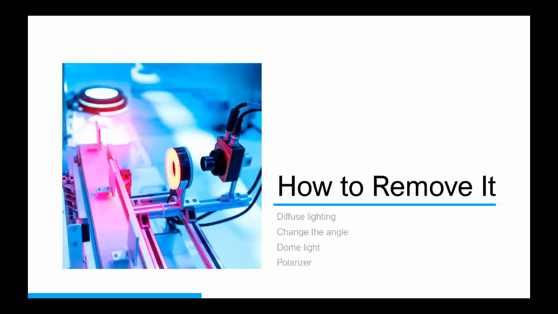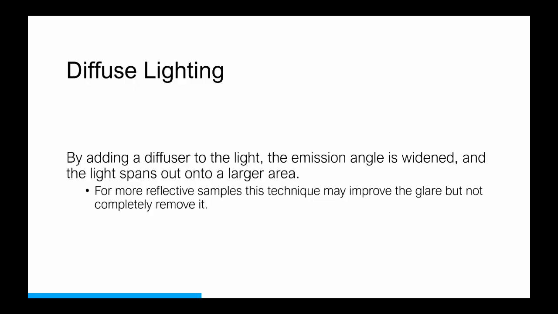So how do we remove it? We can diffuse the lighting, we can change the angle, we can use a dome light, and we can use a polarizer. In ambient light, I talked about best to worst. Here I'm talking about least effective to most effective. So diffusing the light, essentially, that's just adding a diffuser, and that changes the emission angle and widens it, so it spans out into a larger area. For more reflective samples, this will improve the glare, but it doesn't completely remove it like other methods will.